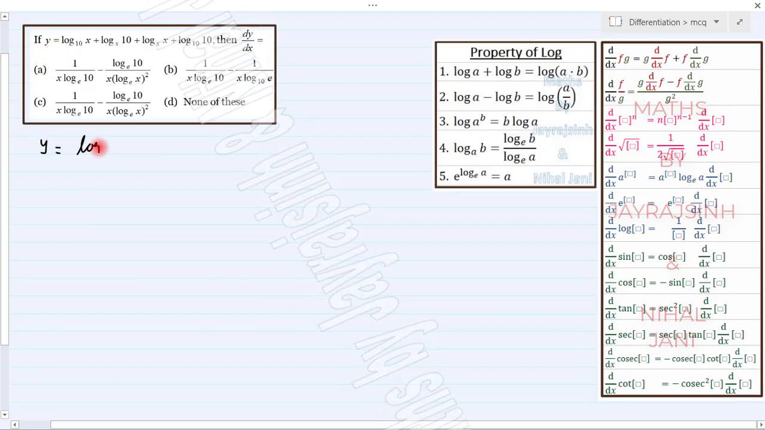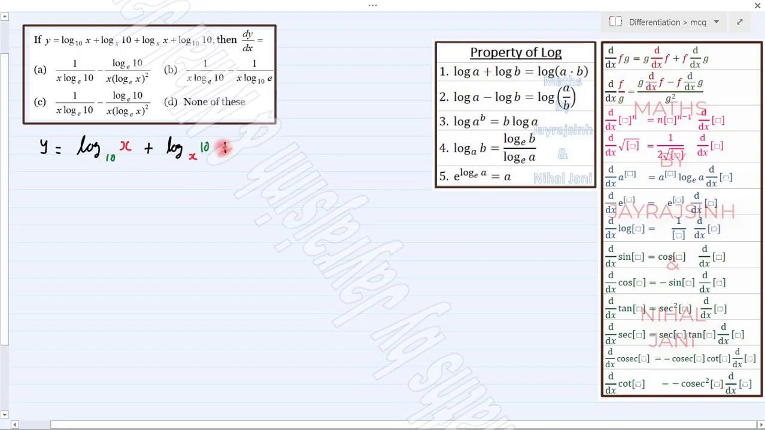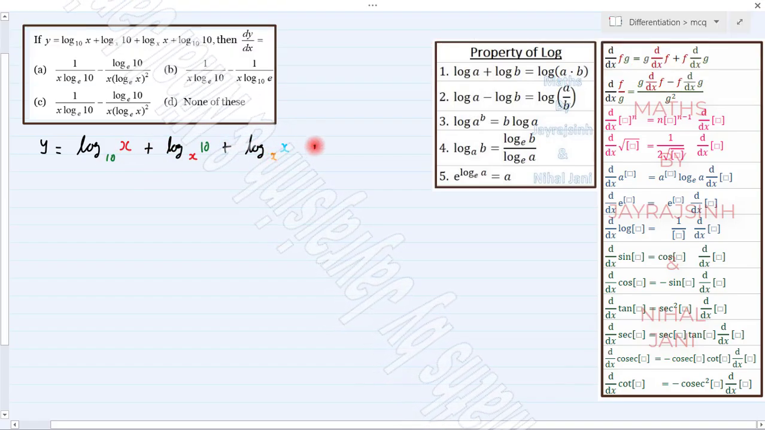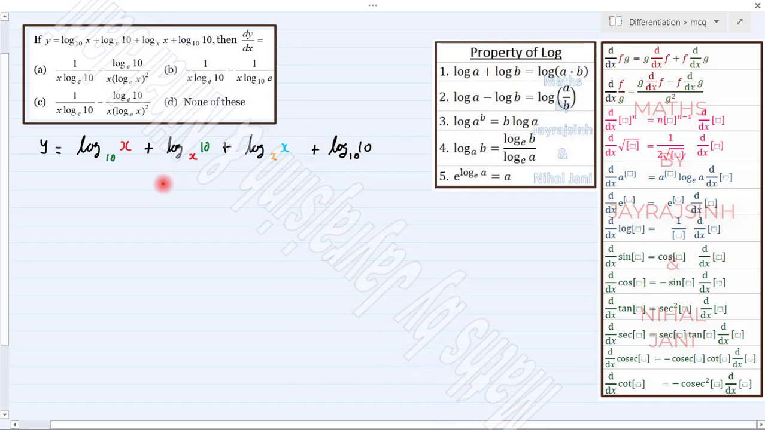If y is equal to log x base 10 plus log 10 base x plus log x base x and log 10 base 10, then we have to find out dy by dx.